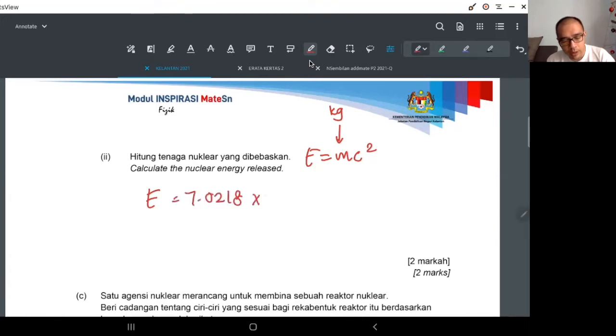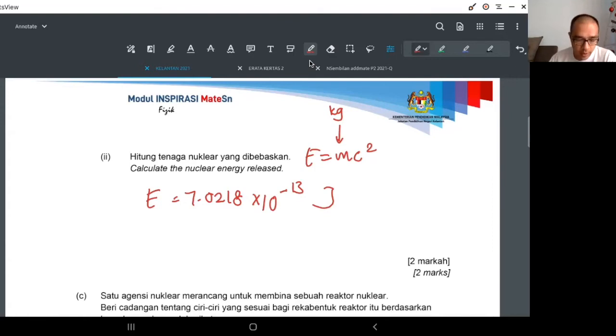So you will get the answer 7.0218 times 10 to the power of negative 13 joules. Also a very small number, but remember this is just one atom. So when you do that with many, many atoms, then you will get a lot of energy.